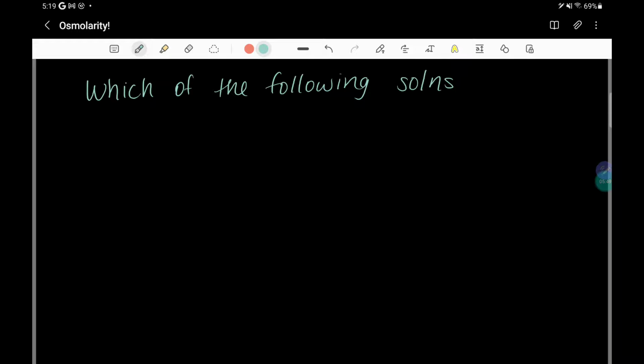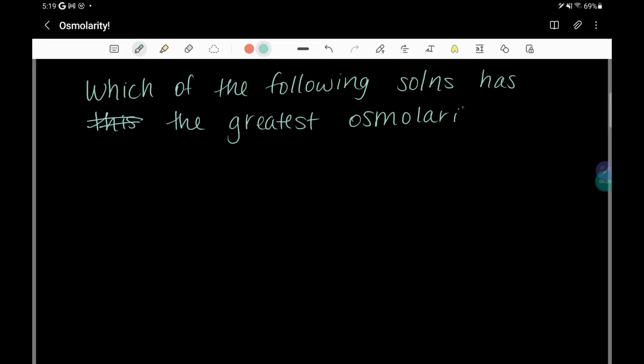Okay, so here's our practice question. Which of the following solutions (I'm going to abbreviate solutions SOLNS) has the greatest, meaning the biggest, osmolarity? And let's make this multiple choice. Because they're all pretty great.